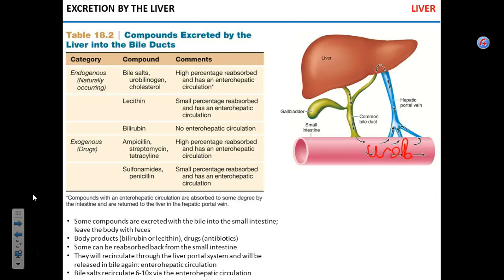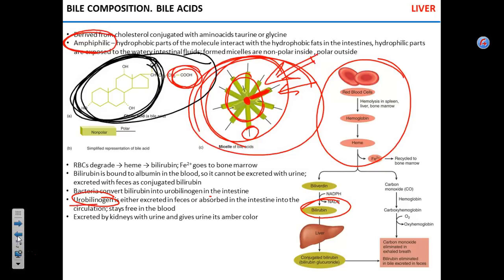It will be absorbed in the intestine. It will go back into the portal vein. It will get back into the liver, get back in the circulation. So essentially, urobilinogen will partially enter the circulation. Now, urobilinogen doesn't get attached to the albumin. It can be filtered out by the kidneys, and that is what gives urine the color. That's why it's amber. Good?